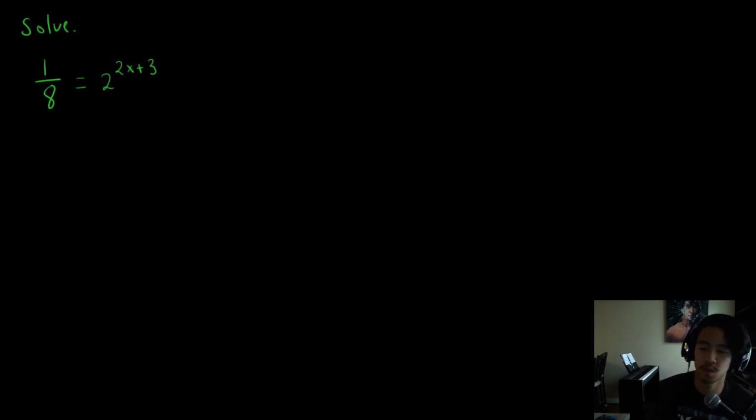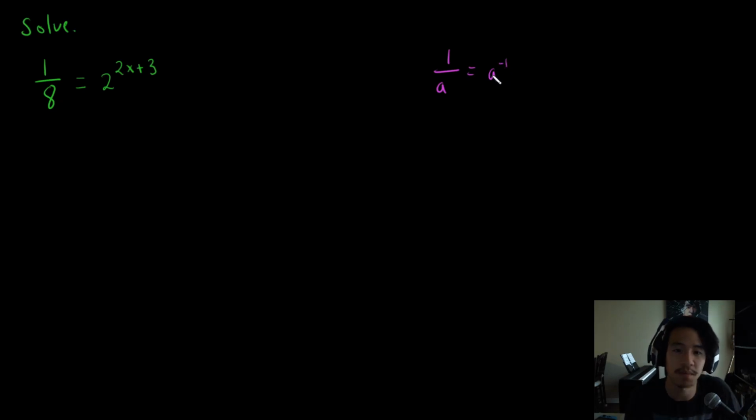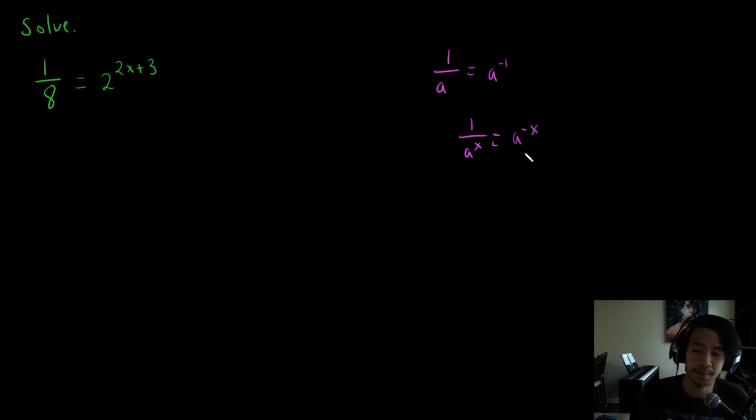So here's the second question. 1/8 is equal to 2 to the 2x plus 3. The big concept here that you have to remember is that if you have 1 over a number, so if you have 1 over a, this is the same as writing a to the negative 1 power. To extend this, you could say if you have 1 over a to the x power, this is going to be equal to a to the negative x power. So in our case, we can rewrite 1 over 8 as 8 to the negative 1 power.